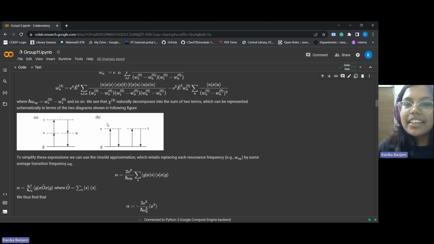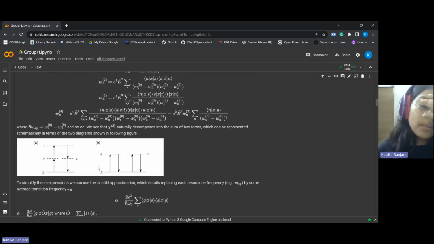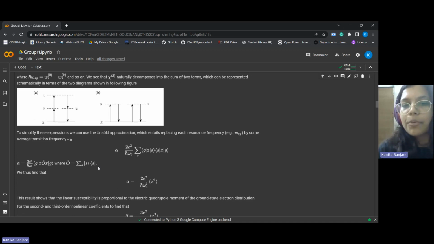We can see that omega G is the ground state, and S and T are other states. Now, to simplify these expressions shown above, we can use the closure approximation, which entails replacing the resonance frequency omega SG by some average transition frequency. So we take an average of all the omegas of the different states, and we can find the formula turns out to be like this.